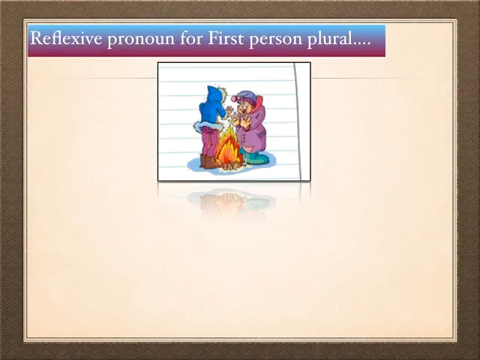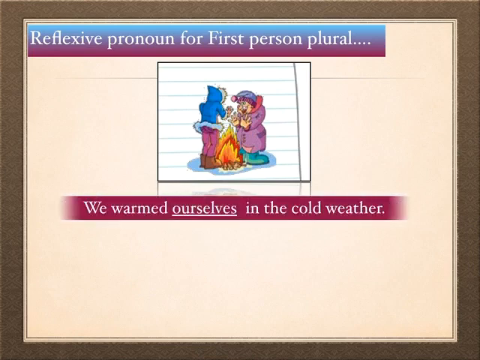Now let's see the reflexive pronoun for first person plural. Here the first person plural includes the person who is talking along with others. So we can see the image. What does it say? We warmed ourselves in the cold weather. Here, we is the subject and the object is ourselves.